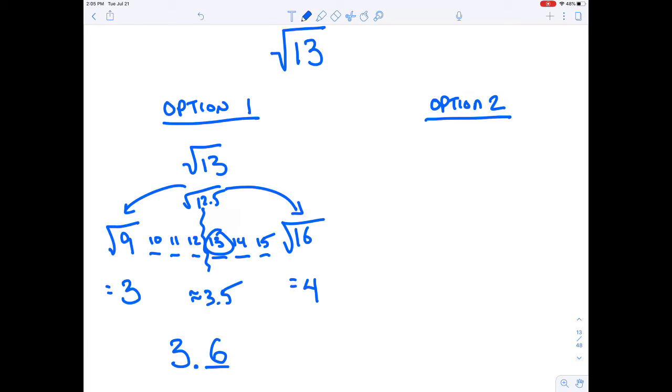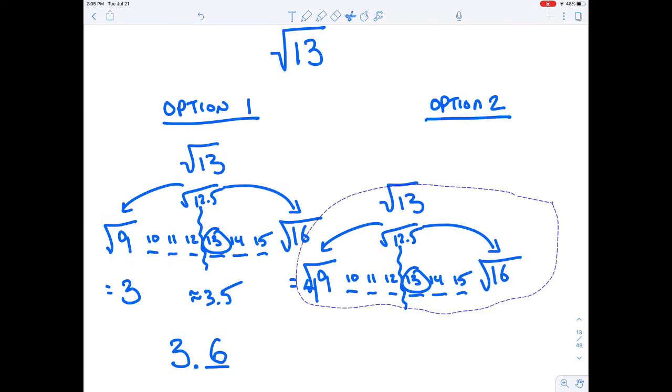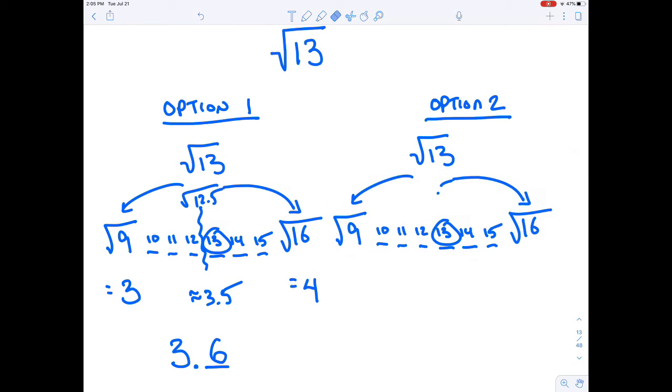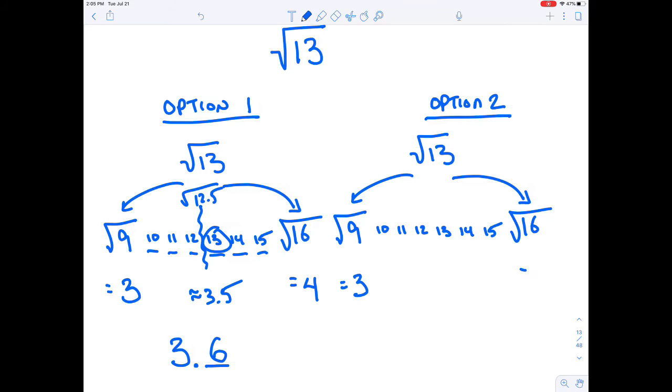Option 2 is honestly the same concept as option 1. It just is a little bit more mathy. So watch what we're going to do. I've taken my original image and cleaned it up. I still found the bookends, the square root of 9 on the low end and the square root of 16 on the upper end. This is still equal to 3 and still equal to 4. No surprise here, this is still going to be 3 point something.